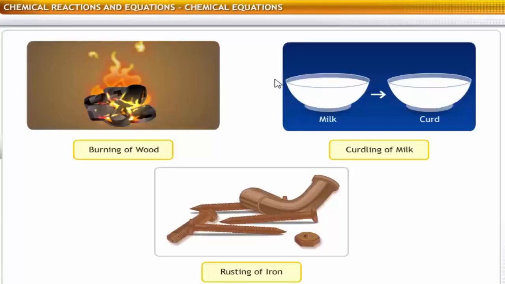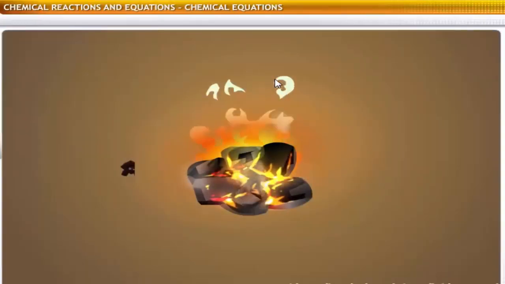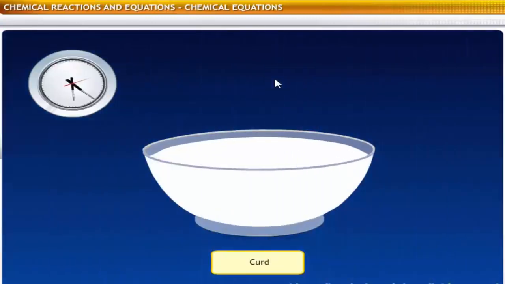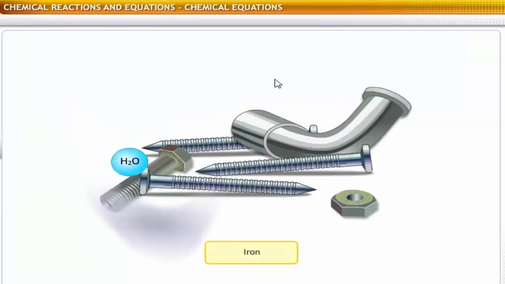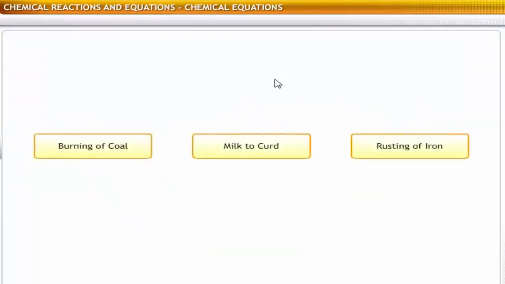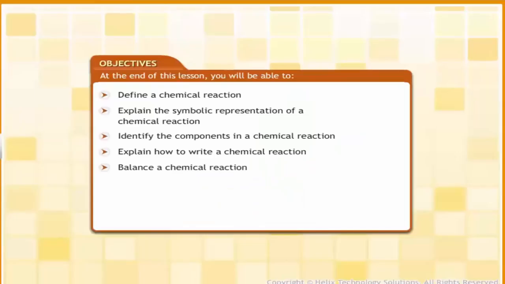all the time. For example, changing of coal when it is burned to produce heat, changing of milk into curd, and rusting of iron when exposed to moisture. All these changes are a result of chemical reactions. These chemical changes can be represented through chemical equations. In this lesson, you will learn about writing and balancing chemical equations.